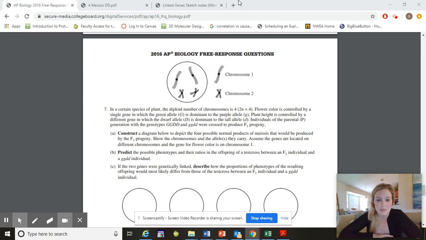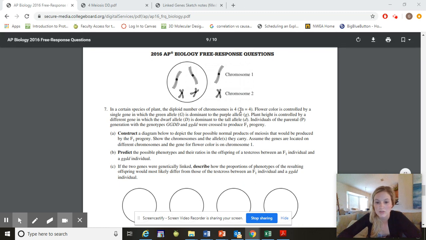In a certain species of plant, the diploid number of chromosomes is 4. 2n equals 4. Remember, diploid means that an organism has two sets of chromosomes, one set from mom and one set from dad. So this 2 represents how many sets of chromosomes they're receiving. N is the haploid number, and 4 would be this organism's diploid. We would be 2n equals 46.